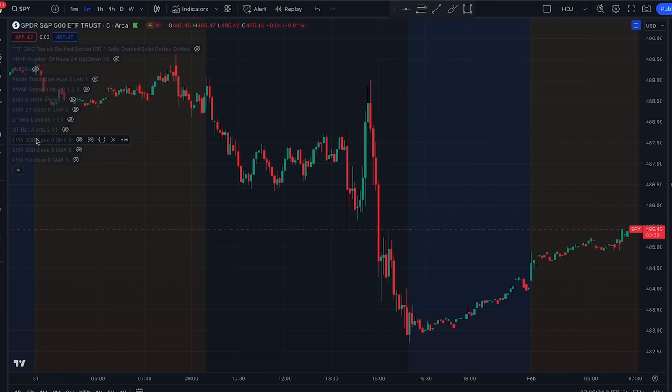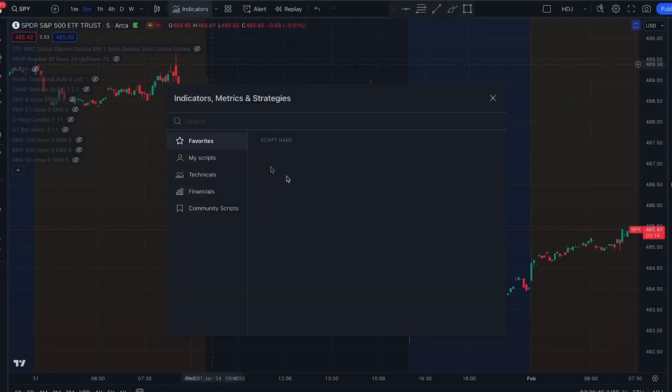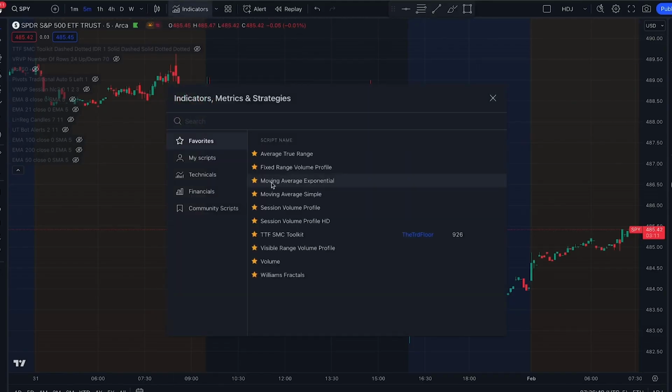Now, we talked about moving averages, and the first thing that you're going to add is the exponential moving average, and we're going to add a few of them. So we got a few here already, but what you do is you go up here to indicators, and you're going to type in: moving average exponential. You click on it, and as you see, that was added just now. You're going to add this 5 times. So you just click it again, and it adds another one.